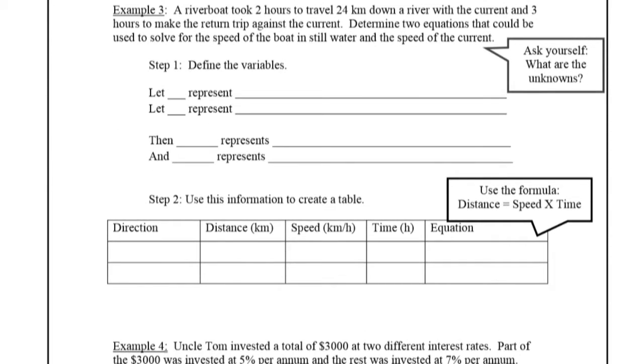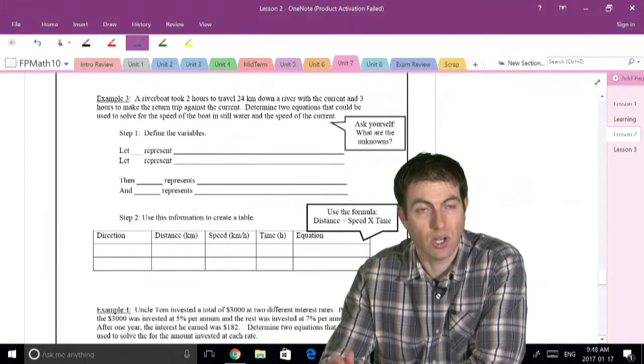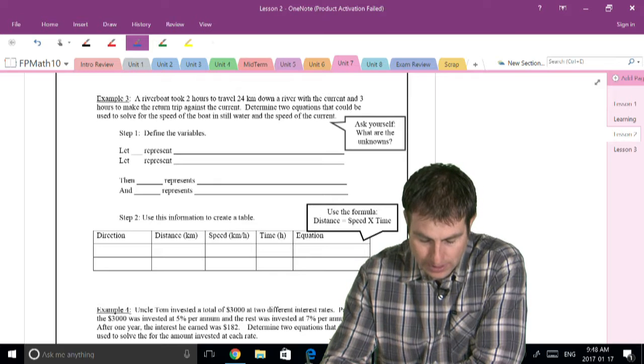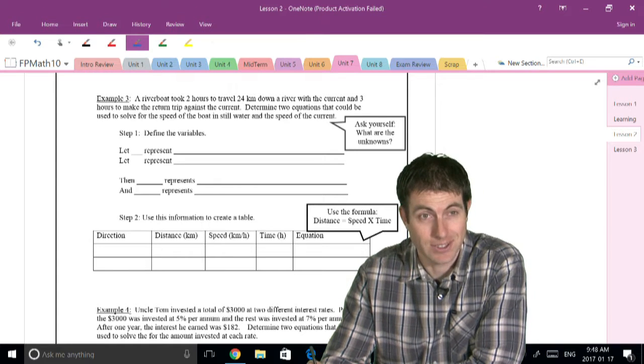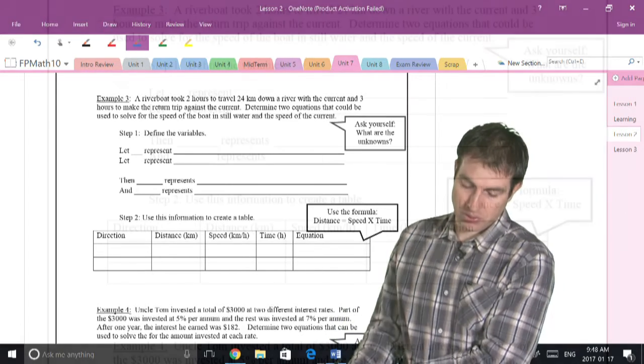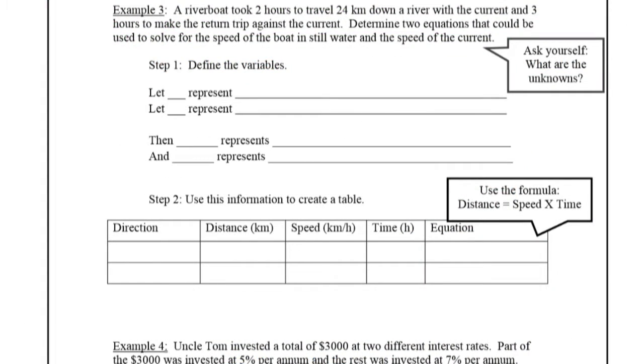All right, example 3. Again, we're going to try to figure out a system to solve this given the information that is in the question. Riverboat took 2 hours to travel 24 kilometers down a river current and 3 hours to make the return trip against the current. Determine the two equations that could be used to solve the speed of the boat in still water and the speed of the current.